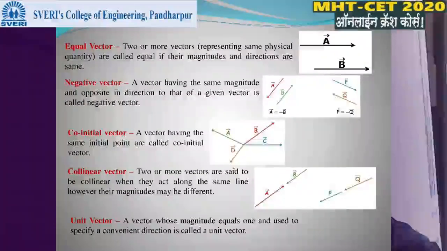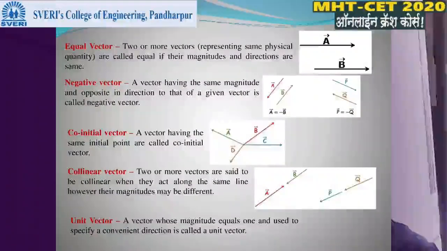The next type of vectors is the collinear vector. Two or more vectors are said to be collinear when they act along the same line. However, their magnitude may be different. If two or more vectors act along the same line, then we can say these are collinear vectors.